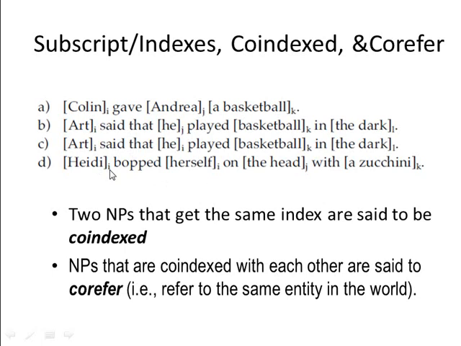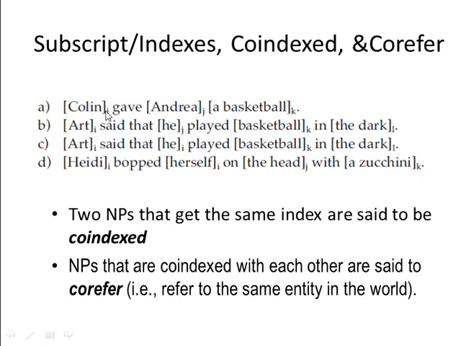Heidi, I. Herself means Heidi. So, also I. Jadi, di sini Heidi dan herself itu adalah satu benda yang sama. Karena memiliki indeks yang sama. Dan indeks itu di sini dimulai dari huruf I ya. And then next, I, J, K, L, M, N, and so on. Kemudian di sini on the head, subscriptnya adalah J, jadi the head ini bukan Heidi. Zucchini, K, berarti zucchini ini bukan head, bukan herself, bukan juga Heidi.